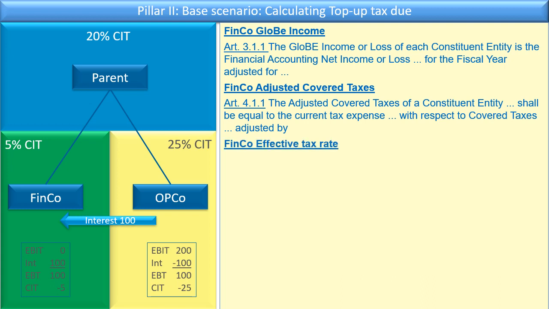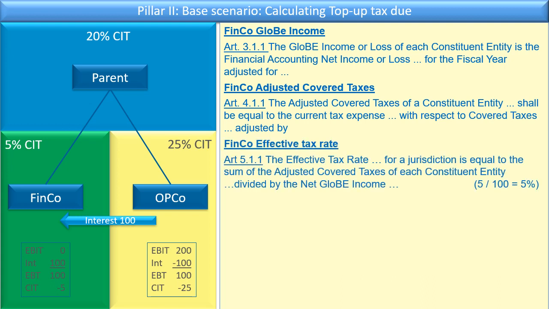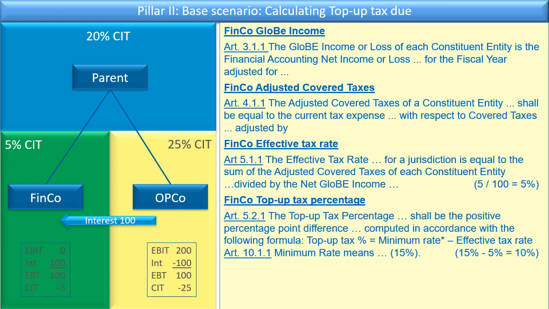We keep things simple. And then we say what is the FinCo effective tax rate, and that's defined in Article 5.1.1. And it says the effective tax rate for a jurisdiction is equal to the sum of the adjusted covered taxes of each constituent entity, so if there are more than one, you've got to add them up, and we'll do that in a bit, divided by the net global income, again, of each individual entity, and that's 5 divided by 100, which is 5%. And now we need to figure out what the top-up tax percentage is, right, which eventually will have to be paid by the parent.